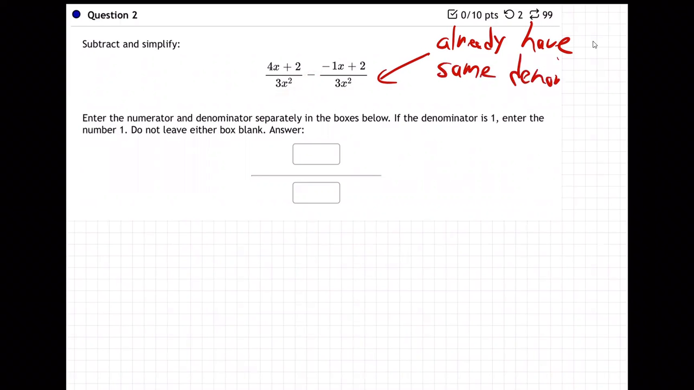same denominators. That's nice. If they didn't, I would have to make them have the same denominator before I could add or subtract. Okay, so then what? Well, then we can just do it.